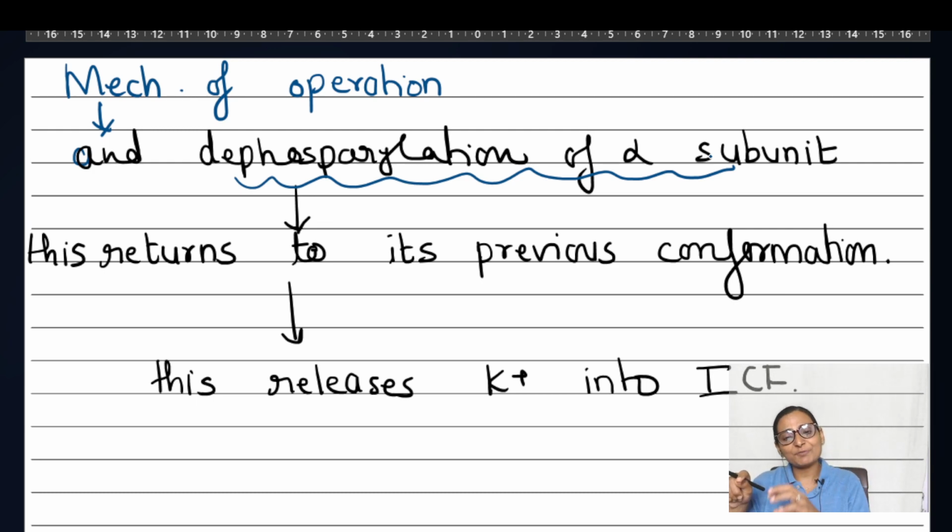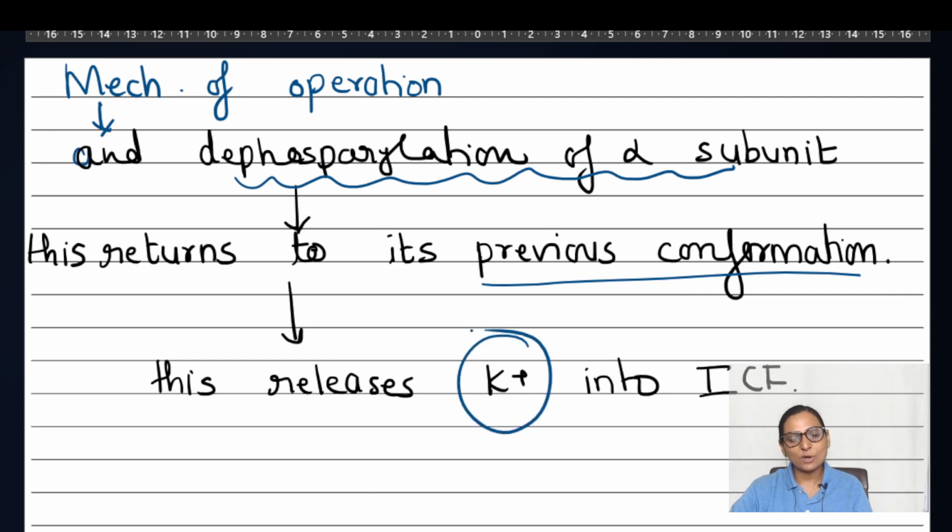इससे, इस dephosphorylation से what will happen? This will return the carrier protein back to its previous or the original conformation, which will then cause the release of potassium into the ICF.